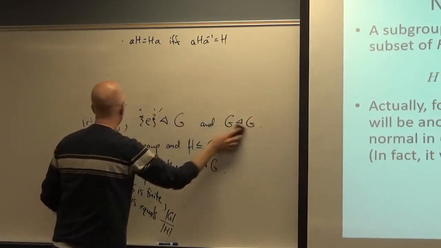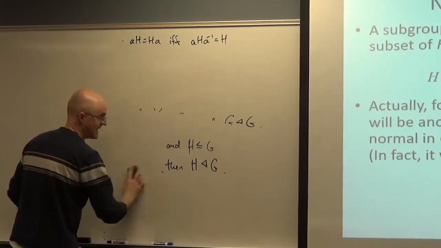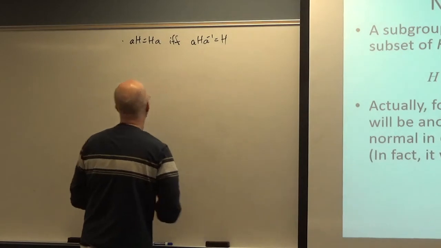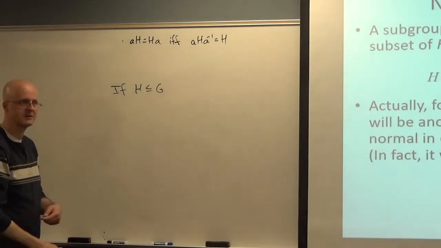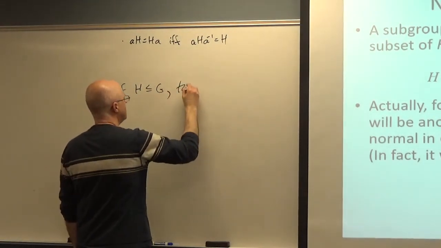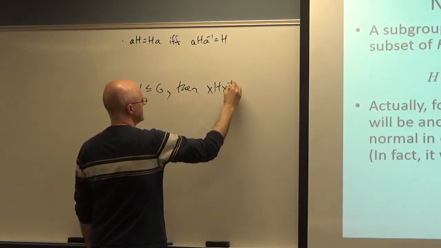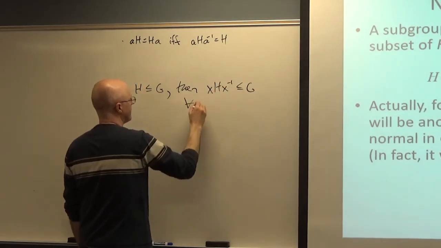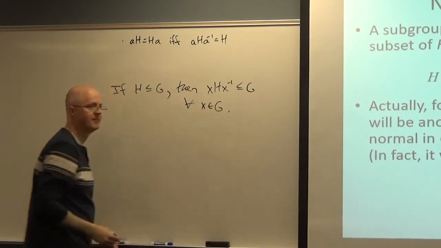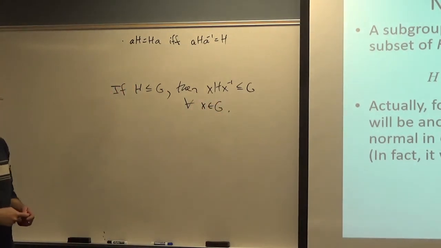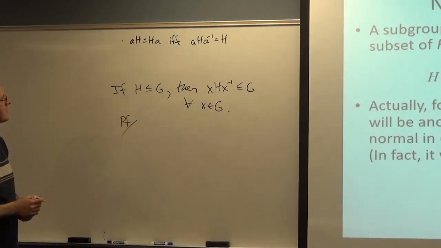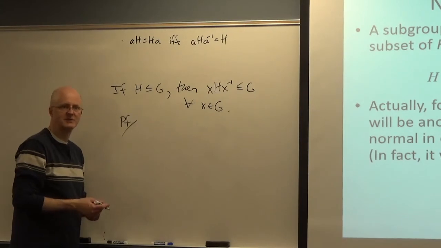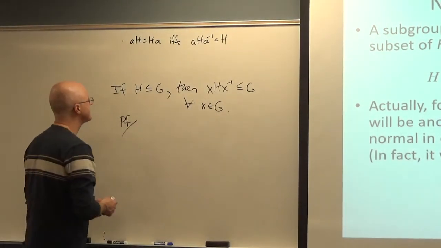Before the quiz, I think it's worth verifying this last statement that I made. If H is a subgroup of G, I'm not talking normal subgroup now, just an ordinary arbitrary subgroup, then xHx inverse is also a subgroup of G for all x in G. Not necessarily equal to H; it would only equal H when H is normal in G. We can use the one or two step subgroup test. Let's use the two-step subgroup test.